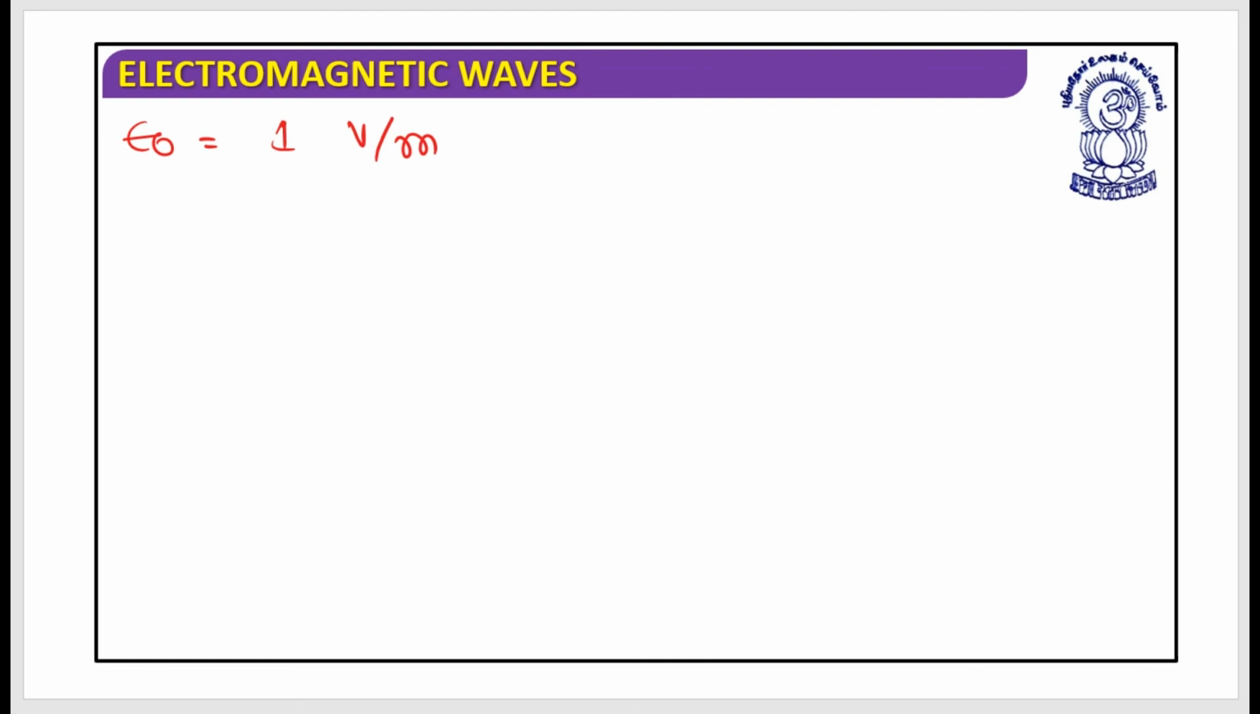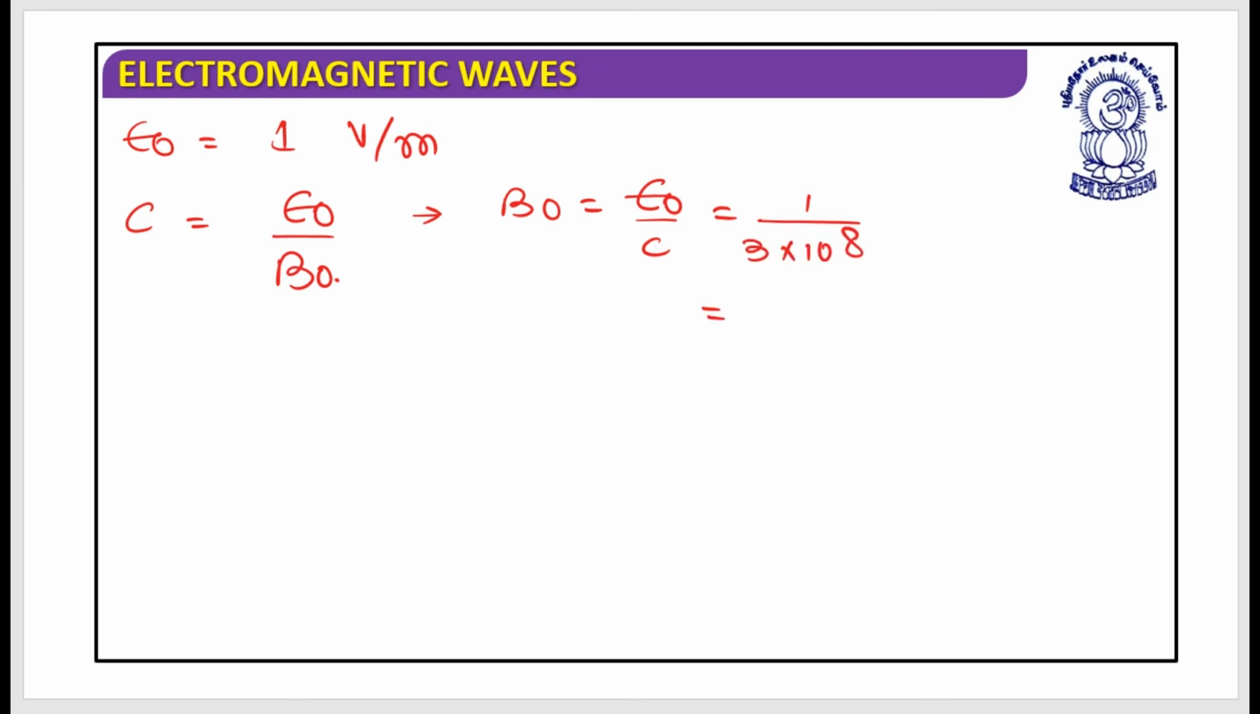And let's work out B naught. We understood that C equals E naught by B naught. So B naught equals E naught by C, and it would be 1 divided by 3 into 10 to the power 8, which is 3.33 into 10 to the power minus 9 Tesla. Yes, it's 3.33 into 10 to the power minus 9 Tesla.